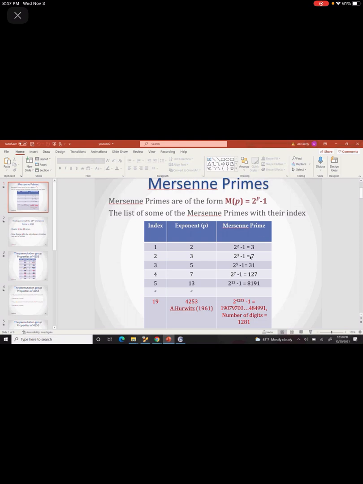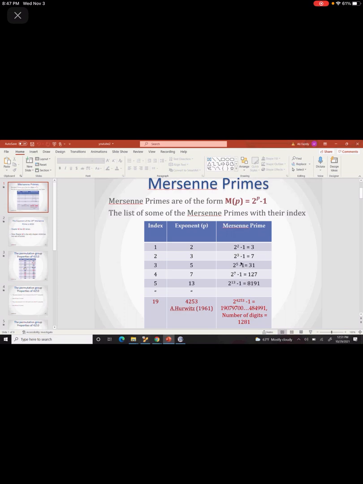P is the exponent. So it's 2 to the 2 minus 1. 2 to the 2 means 4, which means you multiply 2 by itself twice. So that's 2 times 2 is equal to 4, minus 1 is equal to 3. So 3 is the first Mersenne prime.